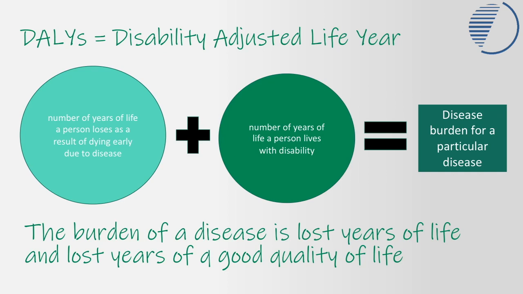The acronym DALY stands for Disability Adjusted Life Year, and they're made up of two components. Firstly, the number of years of life that a person loses as a result of dying early due to that disease, for example, heart disease or cancer. Secondly, the number of years that a person lives with that disease as a disability. So, for example, if you have heart failure and you can't work, that would count towards your poor quality of life and would count towards the DALYs. Together, these add to give the disease burden for the particular disease.